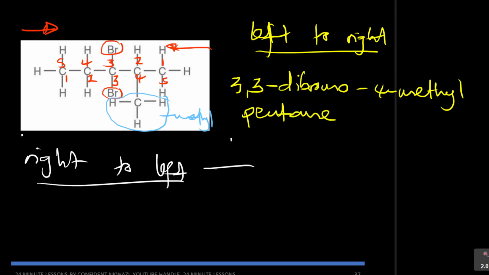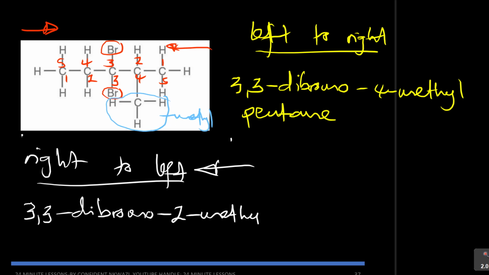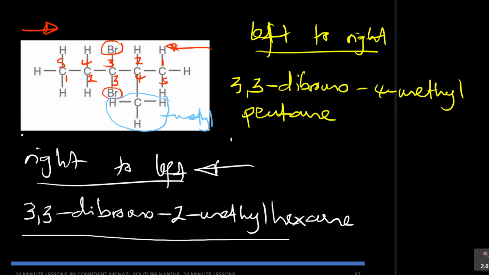So which means we're moving in this direction. Let's do it again. It will be 3,3-dibromo, and then look at the methyl is number 2, so 2-methylhexane, right? Now this is where you need to be sensitive. You see 3,3, which means dibromo, the one that is actually making us choose the functional group there is bromo.